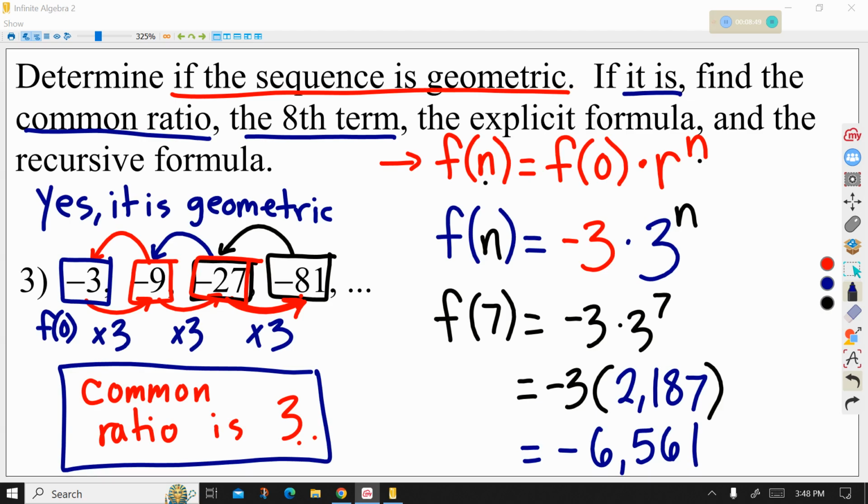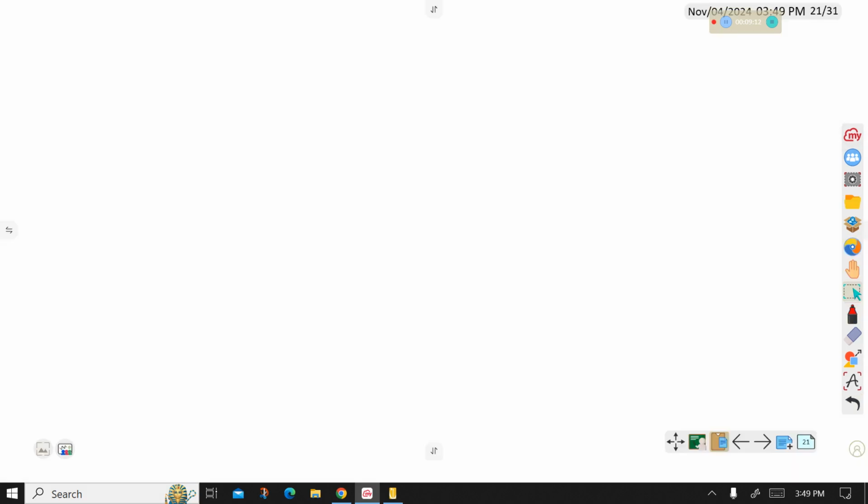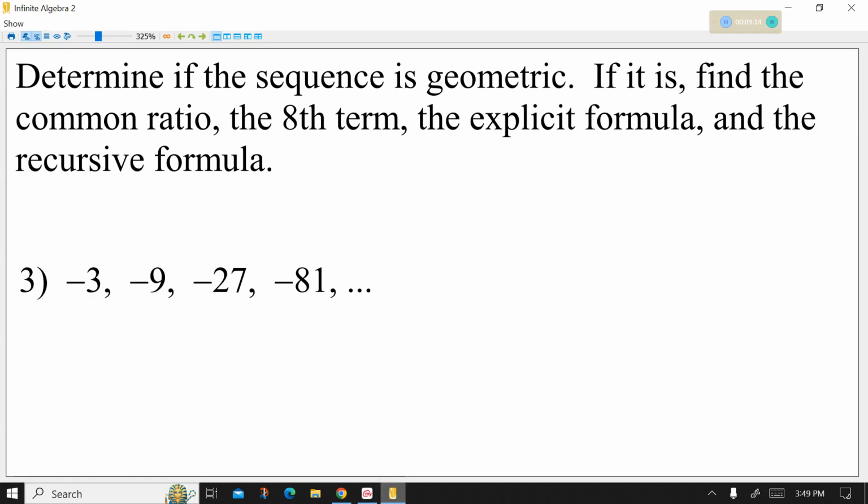Okay, I know there's a lot to do here, but just keep track of it. We're trying to organize all of our information all at once. The recursive, the explicit, the 8th term, the common ratio, and basically the definition of a geometric sequence are all contained in this one problem. So you've got to get a rhythm. Once you establish a rhythm, I think the problems will get easier. So we just did number 3. Let's move on to number 4.